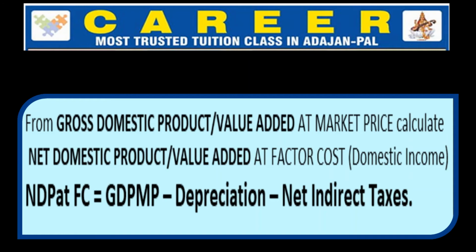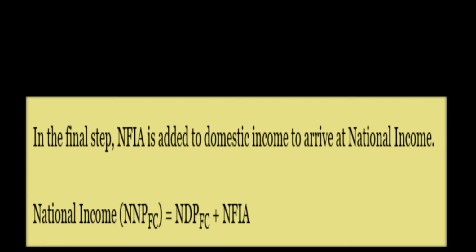After gross domestic product at market price, it is the same as the second chapter, that is NDP at FC equal to GDP at MP. Now MP is changed into FC by minusing NEIT. G is converted into N by minusing depreciation. Then we move to the final stage, that is NNP at FC, which is equal to NDP at FC plus NFIA.